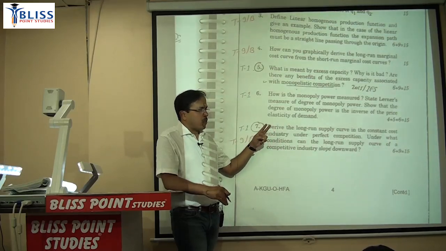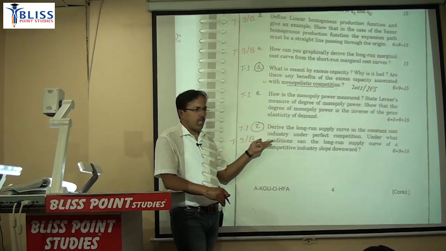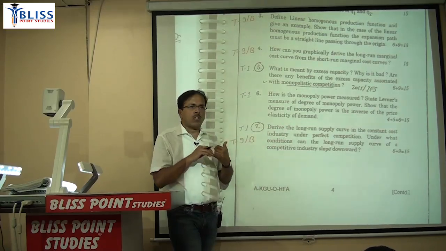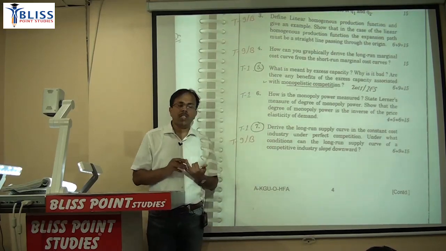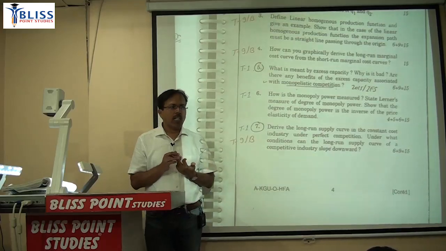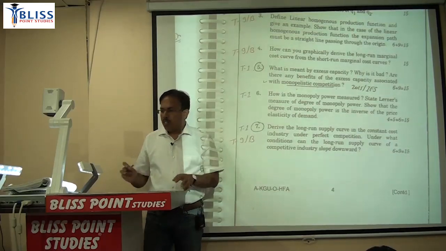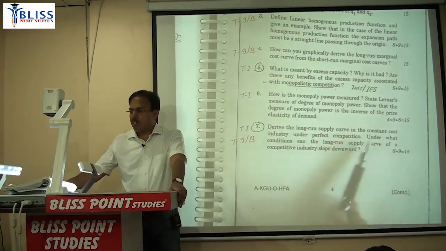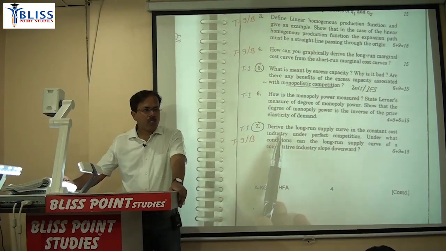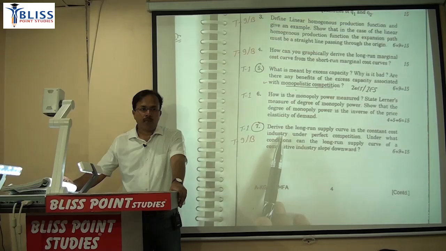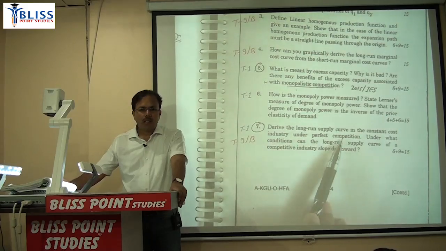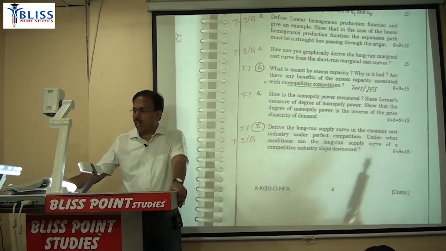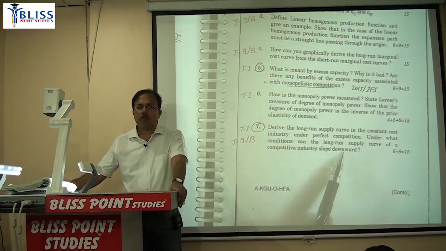तो there are two parts of this question. इनफैक्ट 3 पार्ट है, 2 पूछे गए यहाँ पे. We have to derive the long run supply curve under constant cost industry, in the decreasing cost industry and in the increasing cost industry. So we are deriving the long run supply curve first of all, and it is for industry, not for firm, under perfect competition. So we have to derive it under constant cost industry, and in which condition it can be sloping downward.